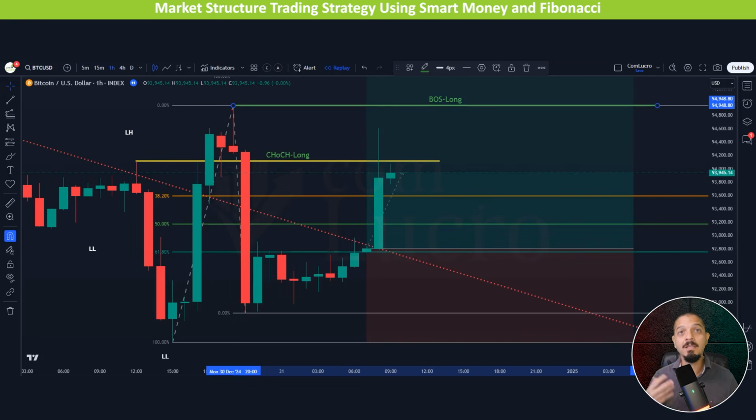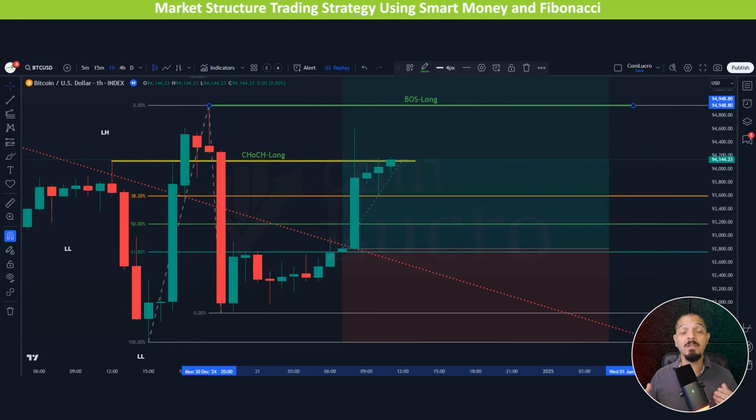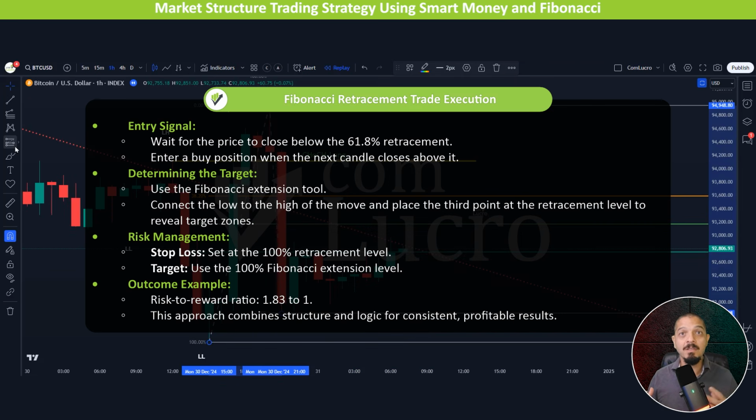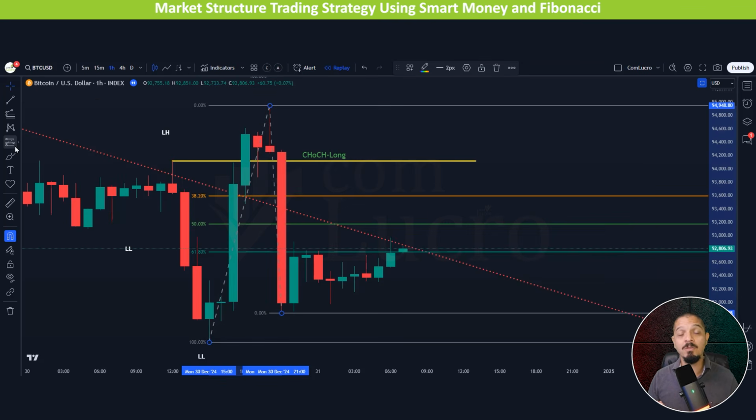As shown on the chart, this setup results in a winning trade with a risk-to-reward ratio of 1.83 to 1, making it an excellent opportunity. By following these steps and maintaining discipline, we ensure each trade is based on a solid structure and logic, maximizing the potential for consistent and profitable results. This trade highlights the power of combining Fibonacci tools with precise market structure analysis, giving us a clear edge in the market.